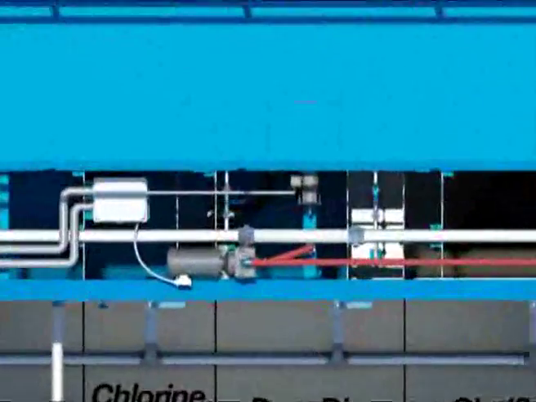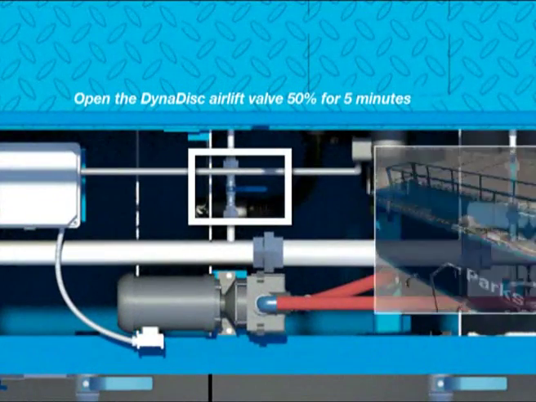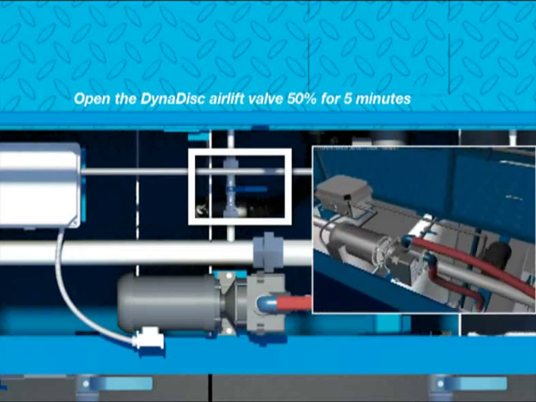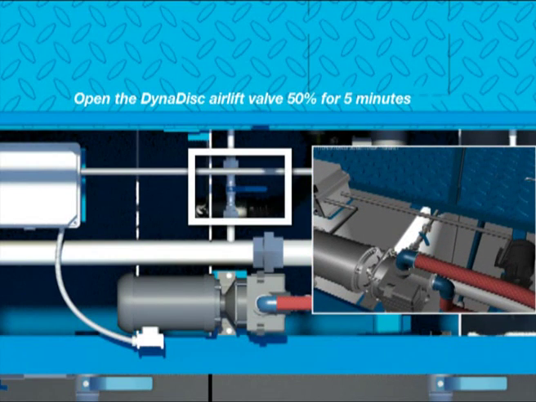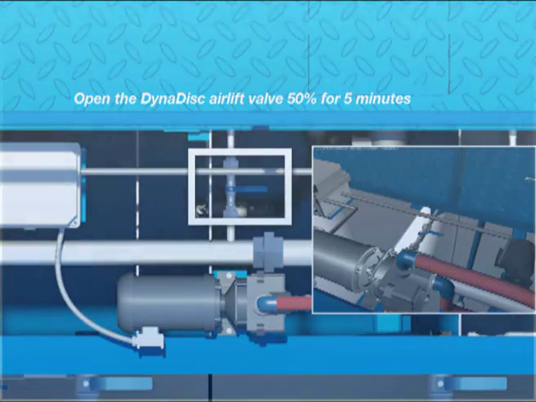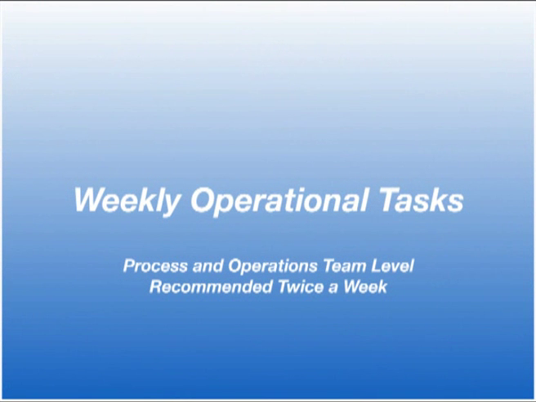Sludge has to be removed from the bottom of the Dynadisc tank each day. This can be done by opening the Dynadisc airlift valve 50% for 5 minutes. Weekly operational tasks. Process and operations team level. Recommended twice a week.